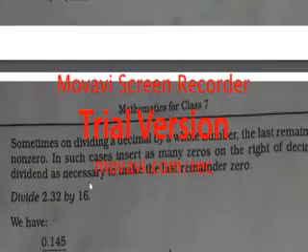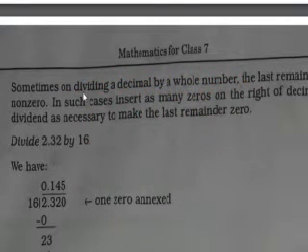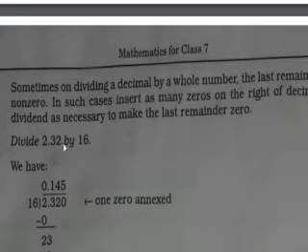If you see next, this is the next page, where it has been said, remark: sometimes on dividing a decimal by a whole number, the last remainder obtained is non-zero. In such cases, insert as many zeros on the right of the decimal part of the dividend as necessary to make the last remainder 0. You can keep as many zeros; as you can see here, 1 0 has been kept because it was 2.